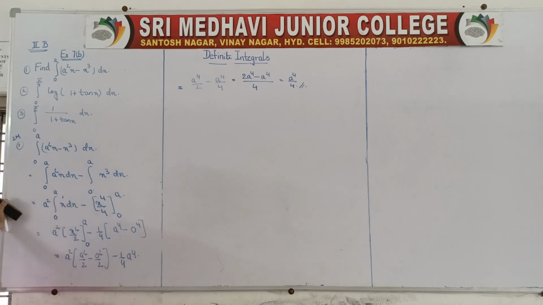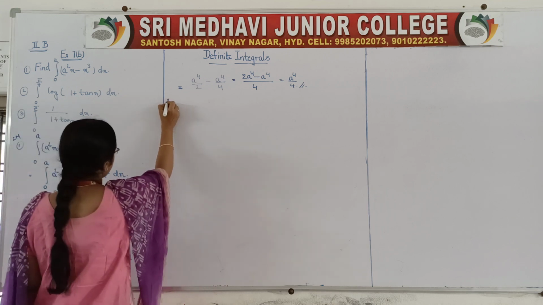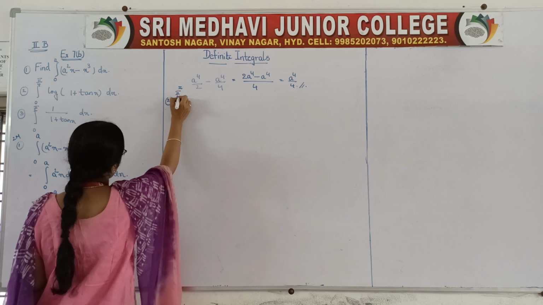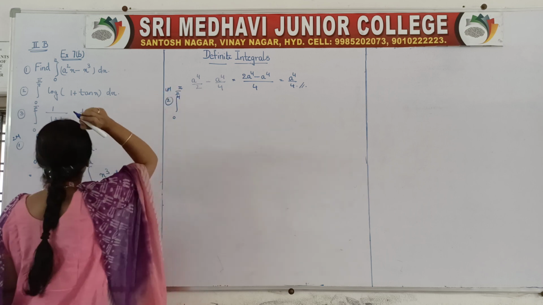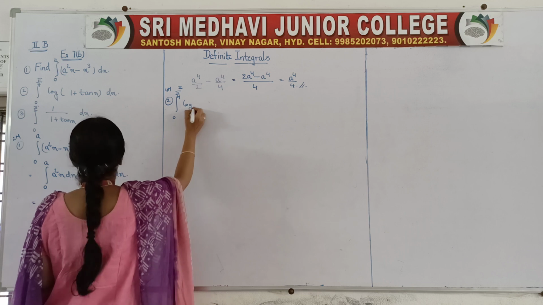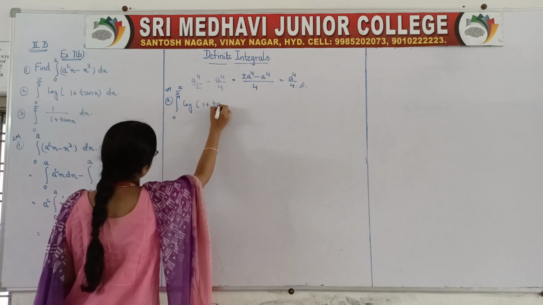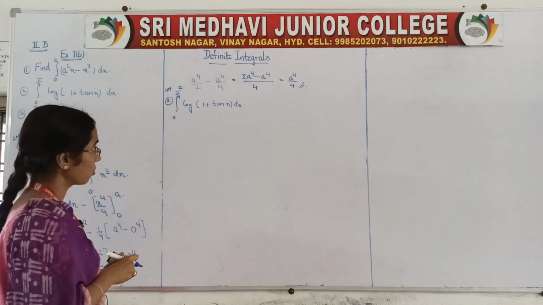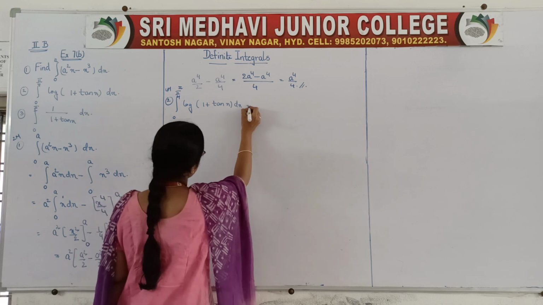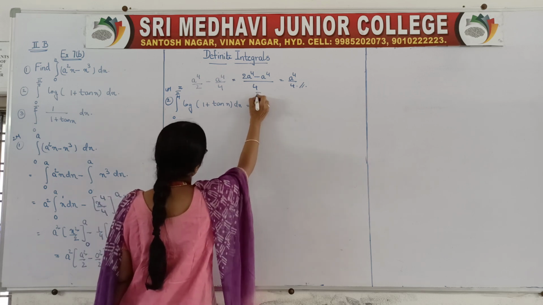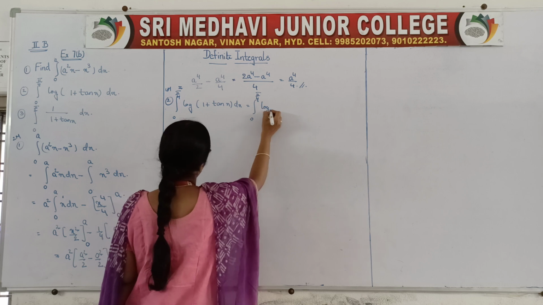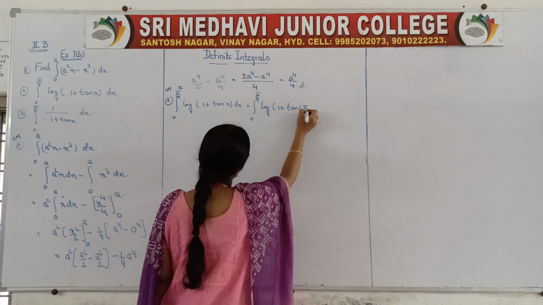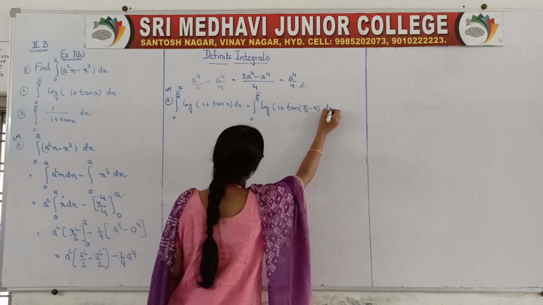You got your answer. Okay, now come to the second question. What is your second question? The integral from 0 to pi by 4 of log of 1 plus tan x dx. This is a 4 marks question. Which formula do we have to apply here? We can write this as the integral from 0 to pi by 4 of log of 1 plus tan of, observe how I am writing, pi by 4 minus x, dx.